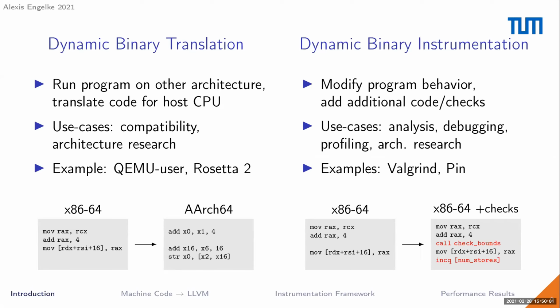Also for architecture research, instrumentation is used, for example at ARM. I know that we're using it to develop new ISA extensions. Examples for DBI are Valgrind, PIN, and there are a few other frameworks. So, we have two problems, we have solutions.